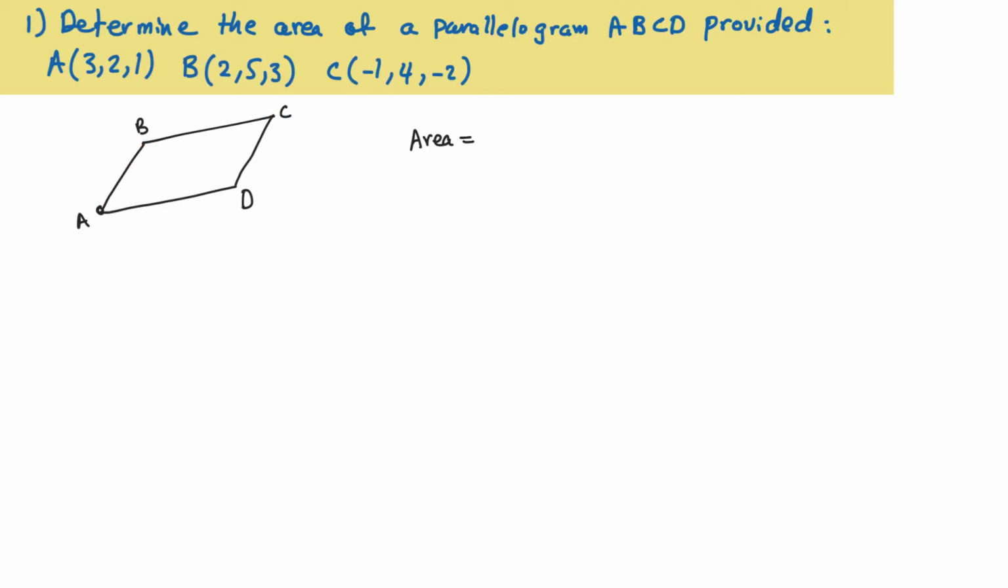So in this case, we have to use these 2 sides over here, and without drawing it, it's a little bit hard to see. So we're going to use this vector, and this vector over here. So the area is going to be the magnitude of the cross product between vectors BC and BA. Well, first we need to find those vectors.